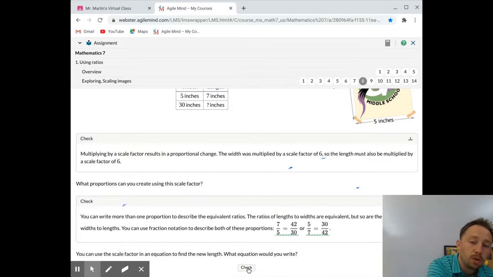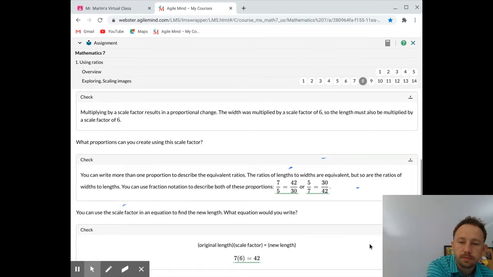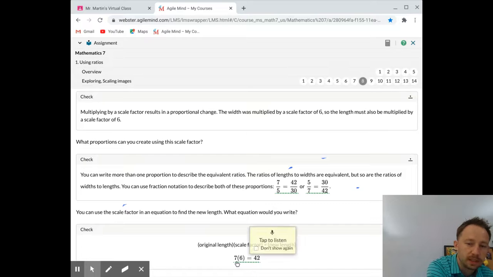So it says you can use the scale factor of the equation to find the new length. So what equation would you write? So we didn't really write an equation. What could we write? Good. He said 7 times 6 equals 42. Let's see if they did the same thing. Is that exactly what Jamal just said? Yeah, it is. All right. Notice that they use parentheses to use multiplication. That's perfectly fine. You can write it that way, okay?